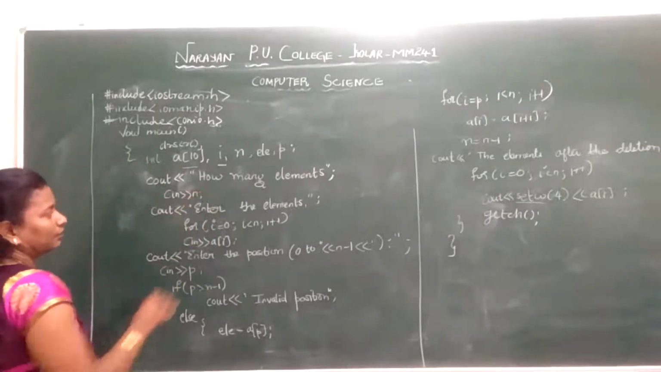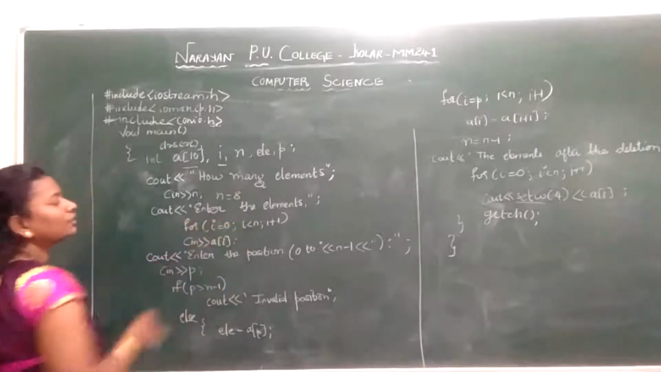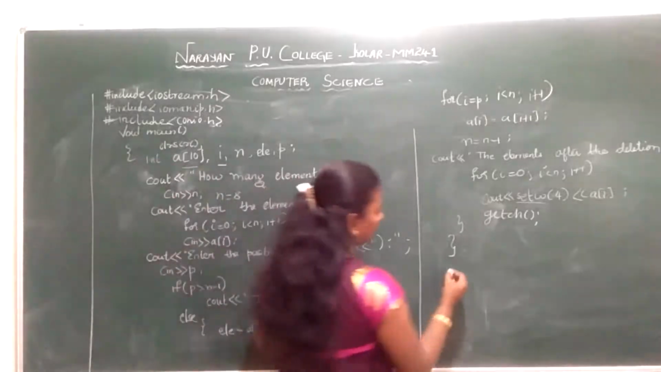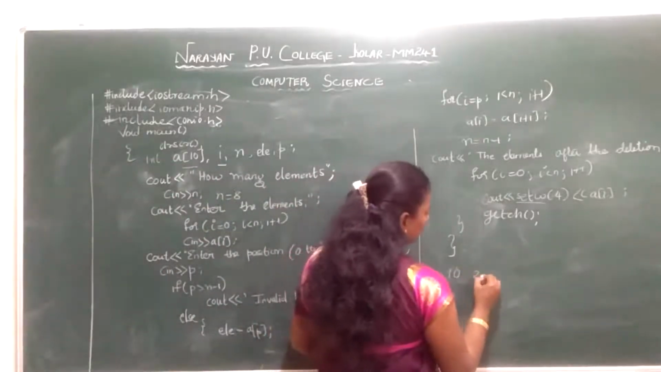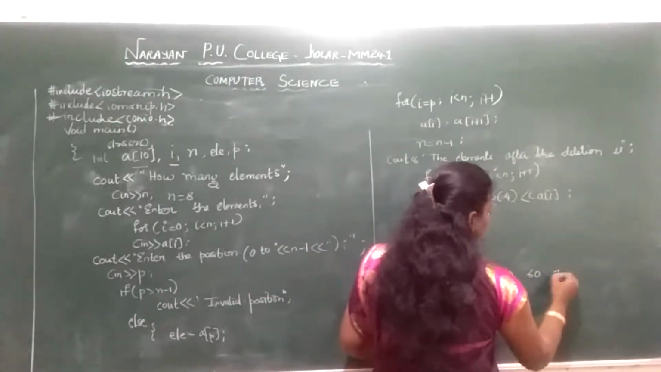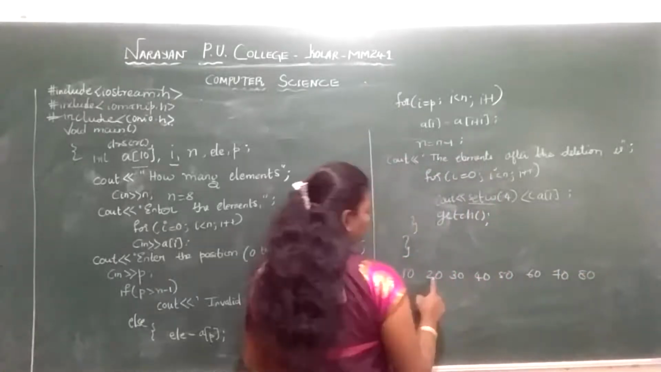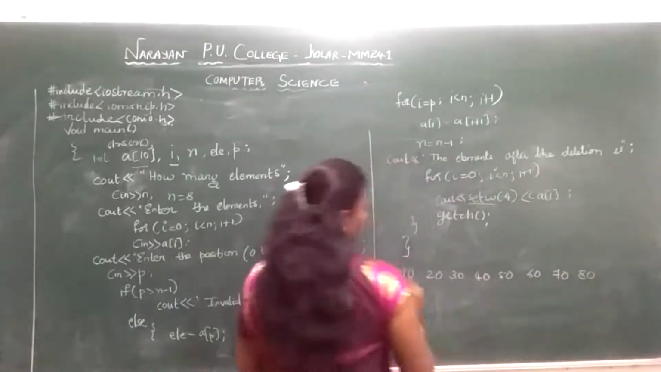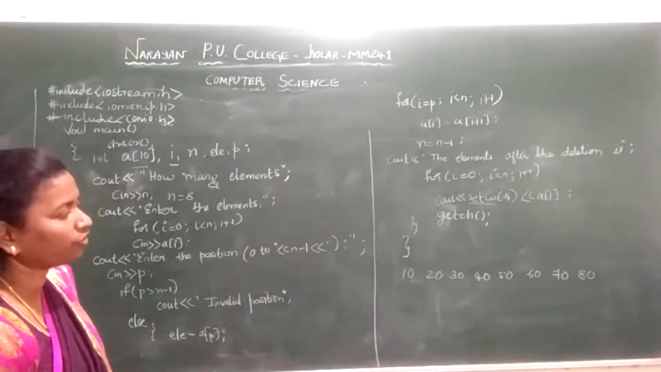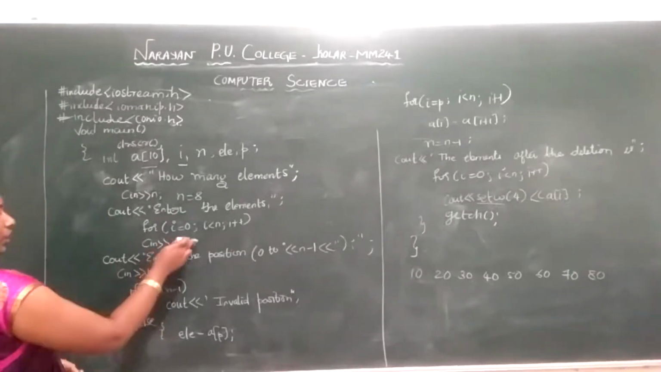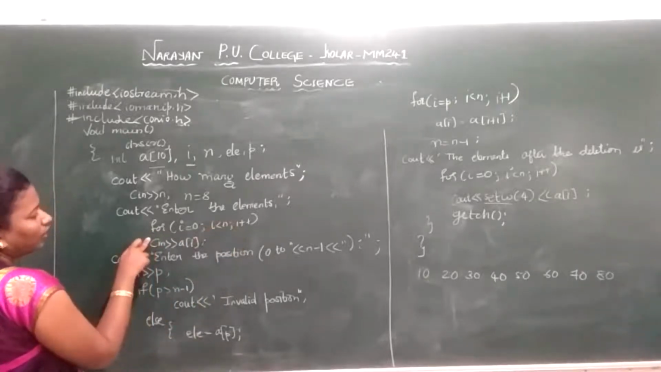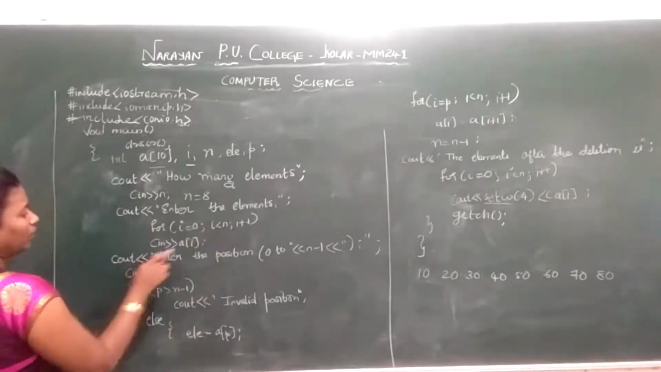Imagine I am taking 8. So n is equal to 8. Now enter the elements. Those are your array elements. For example, imagine I am writing 10, 20, 30, 40, 50, 60, 70, 80, that is 1, 2, 3, 4, 5, 6, 7, 8. So I have given 8 elements: 10, 20, 30, 40, 50, 60, 70 and 80. Now that will be read from your keyboard. Here I have used the for loop, and it will be stored in the array.